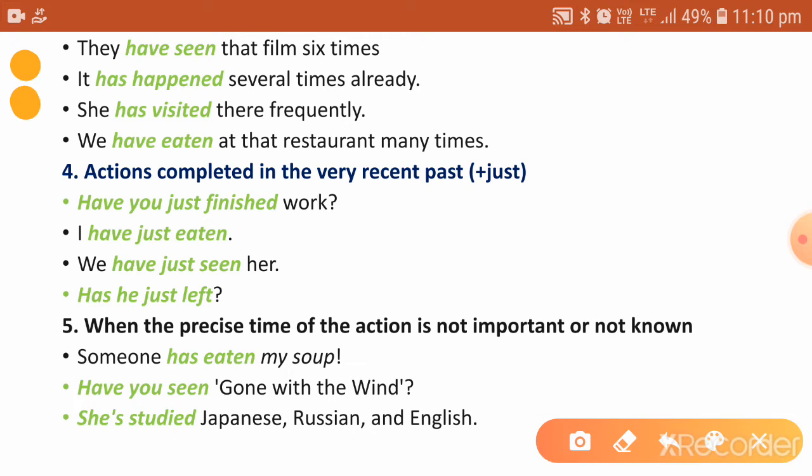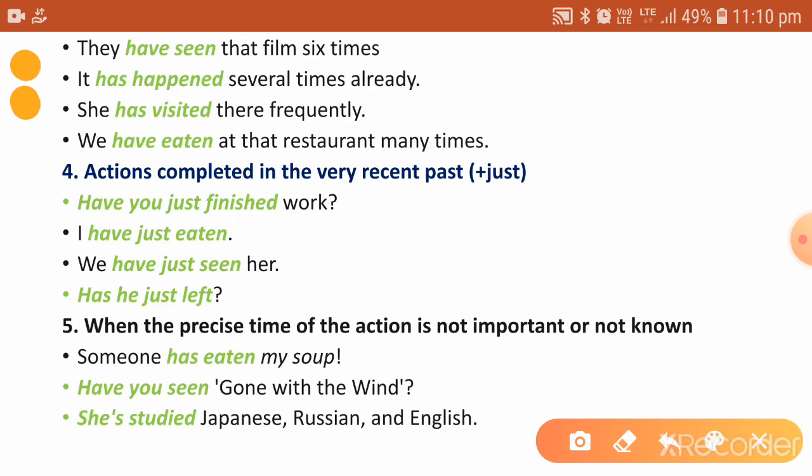She has visited there frequently. Frequently means again and again. She has visited there. It means visits by her are regular. It means she is visiting again and again and again.